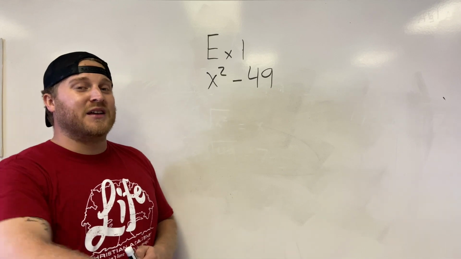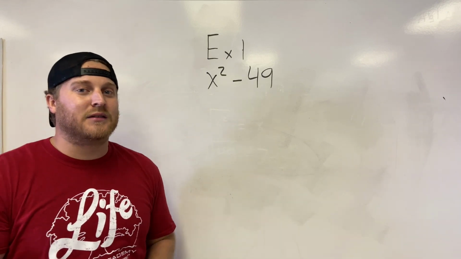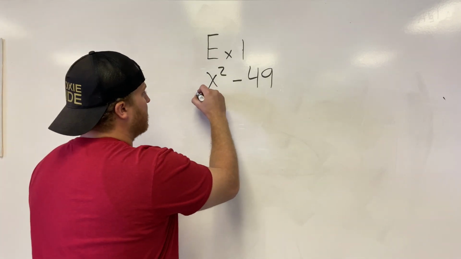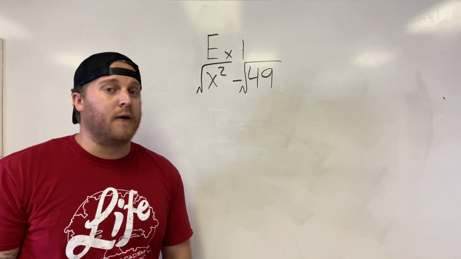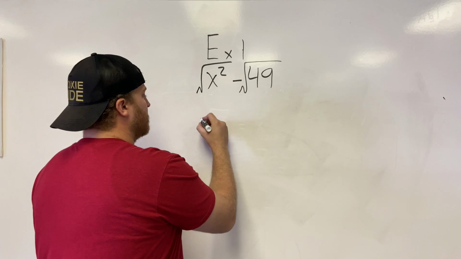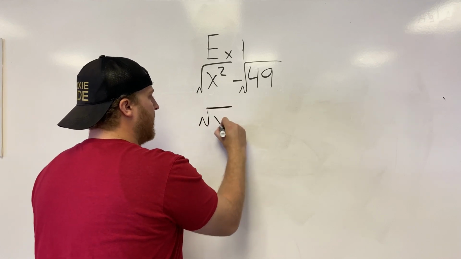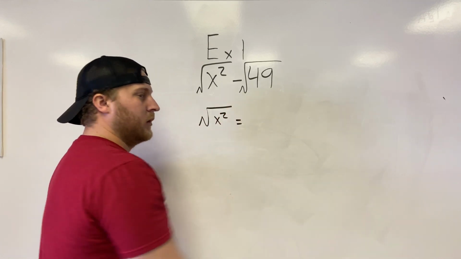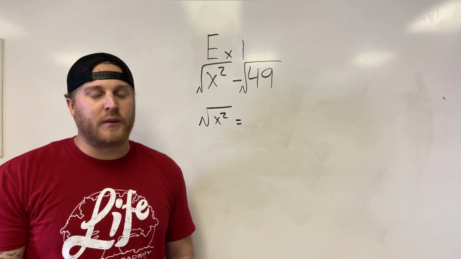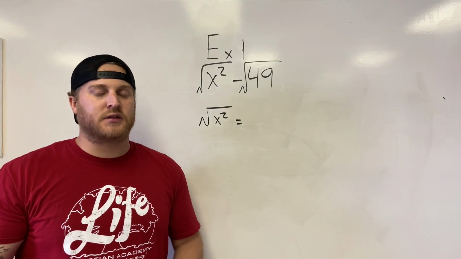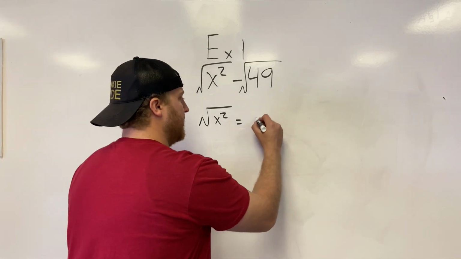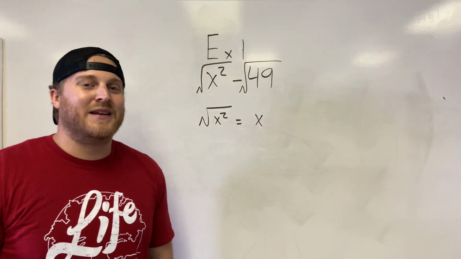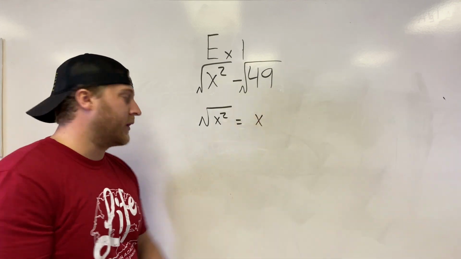Step 2 is find the square root of the first and the last term. So we're gonna find the square root of x squared and the square root of 49. So the square root of x squared, what times itself will get me x squared? X times x will get me to x squared. So the square root of x squared is x. Next, we have to find the square root of 49.